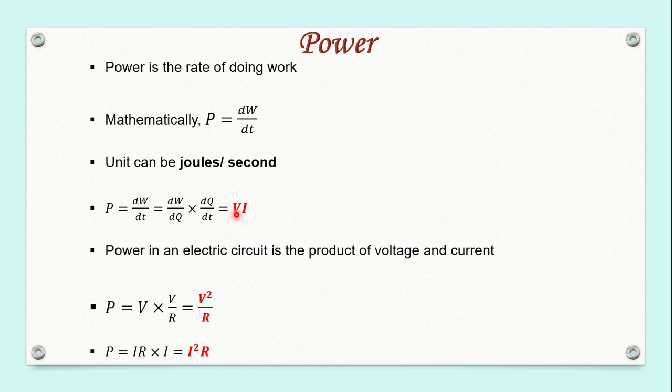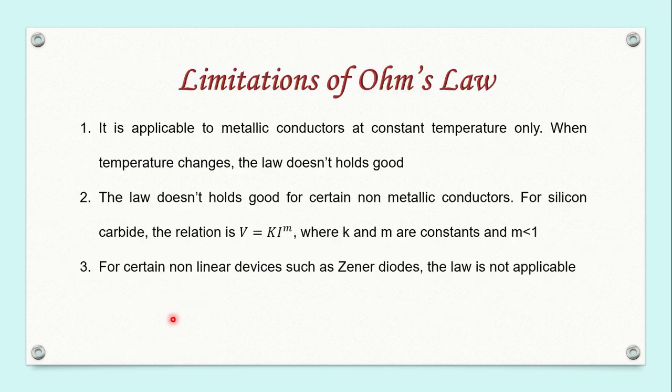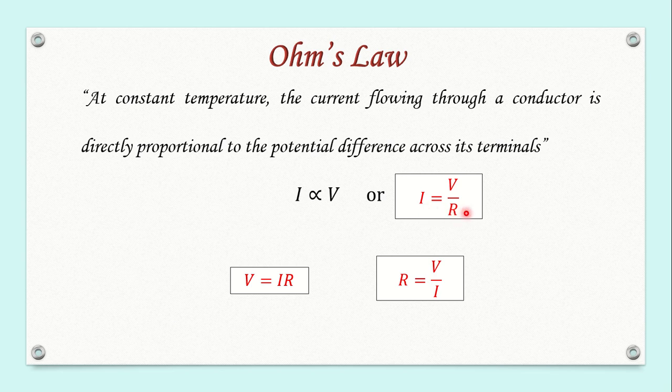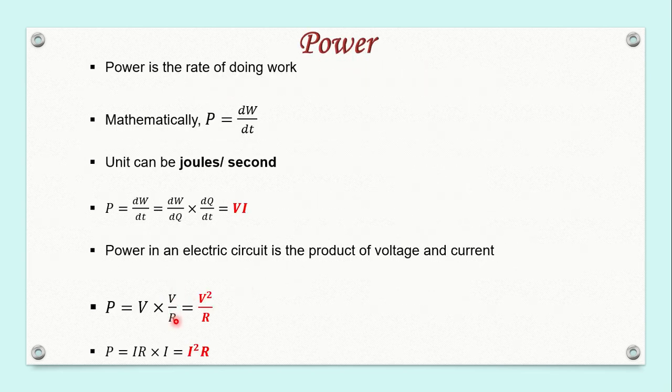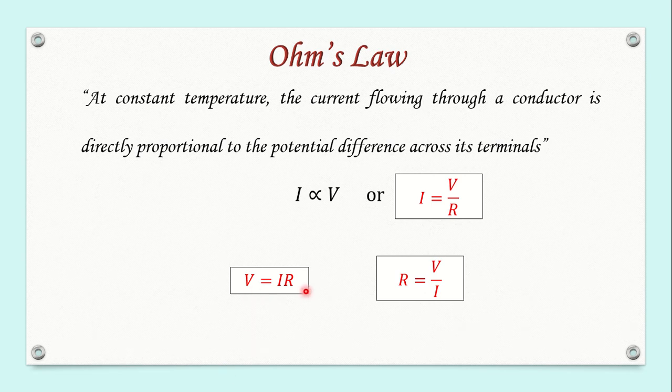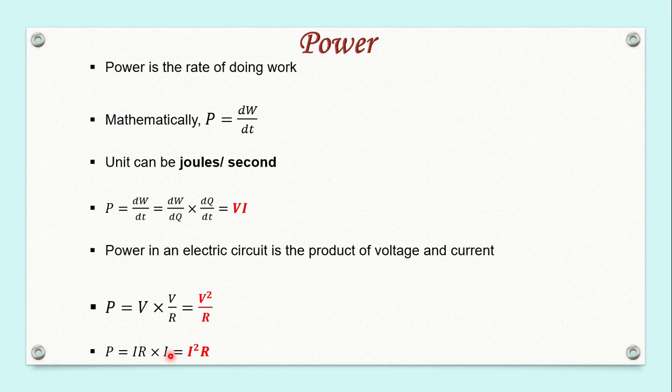From Ohm's law, we know the equations for V and I. Let us substitute those to get different equations for power. One equation is P is equal to V into I. Now substitute for I from Ohm's law: I is equal to V by R. Substituting V by R instead of I, the equation becomes V square divided by R. This is another equation for power. Now substitute for V: from Ohm's law V is equal to I into R, so I into R into I becomes I square R. So these three are the equations for power: V into I, V square by R, and I square into R. These are very, very important equations.